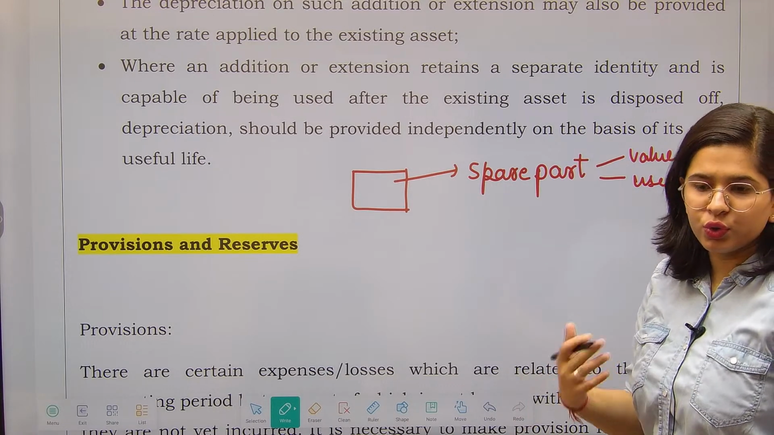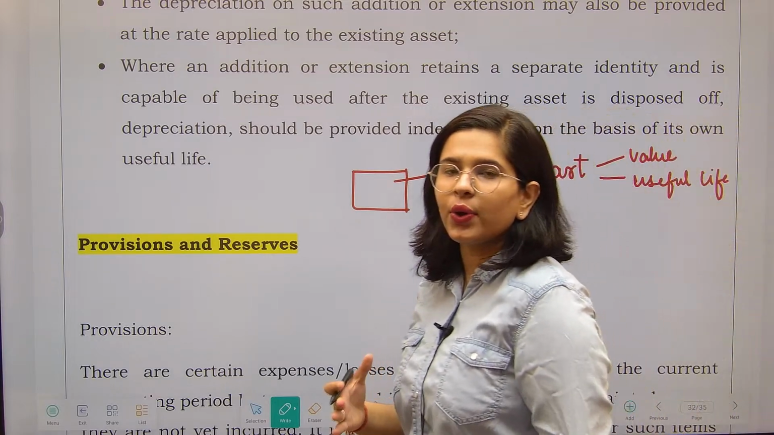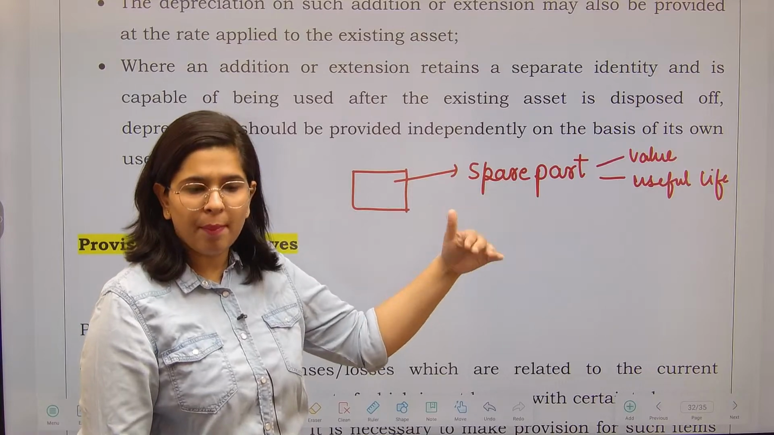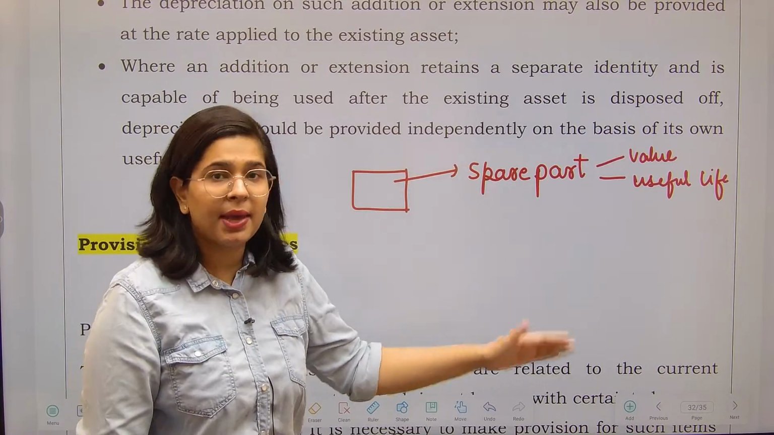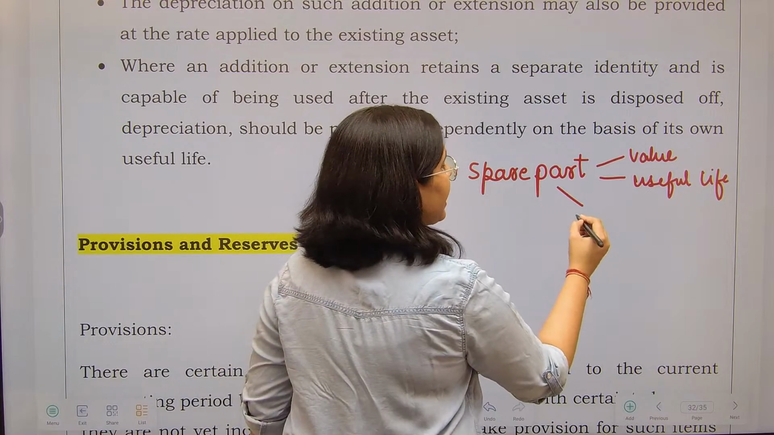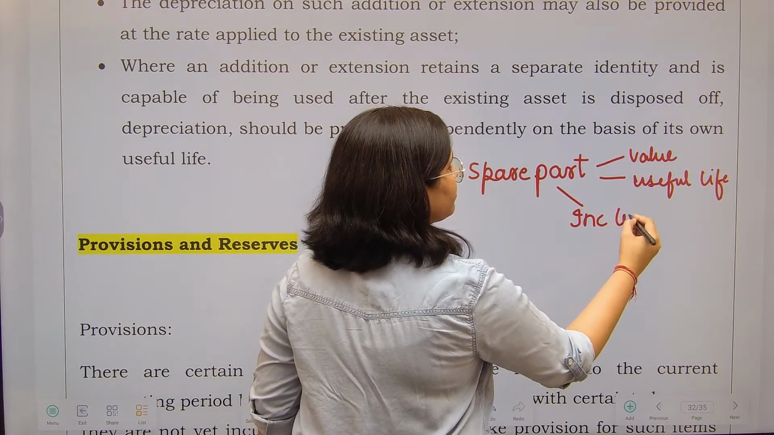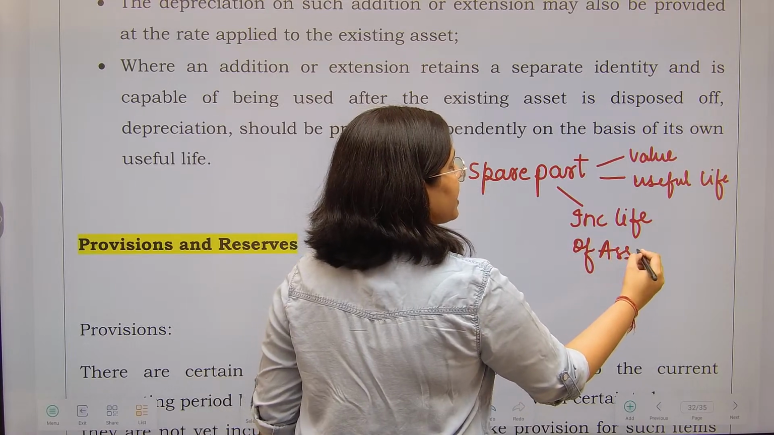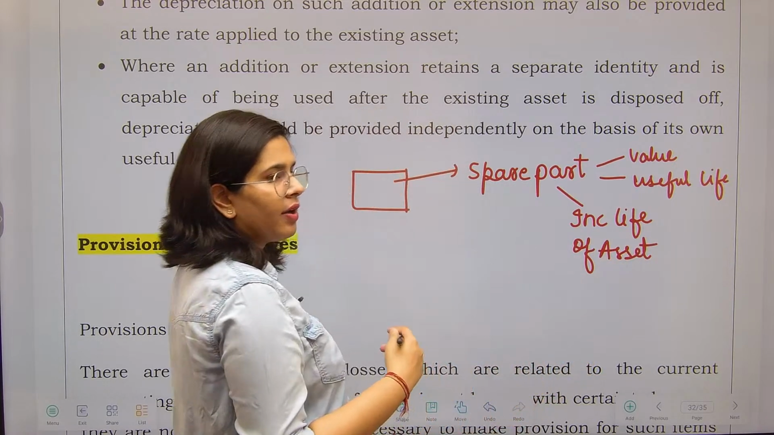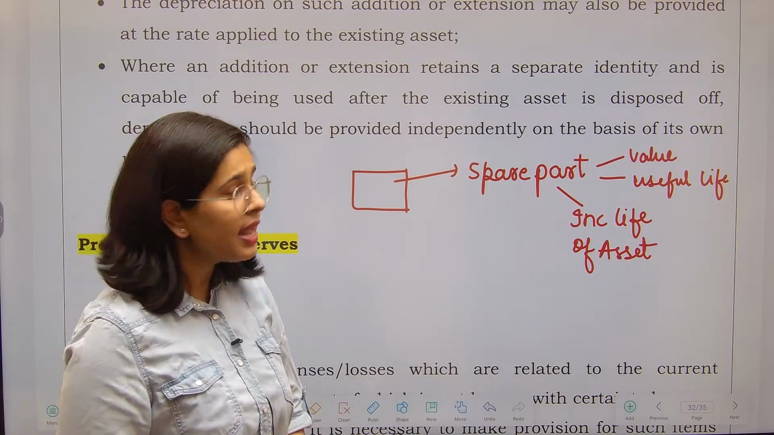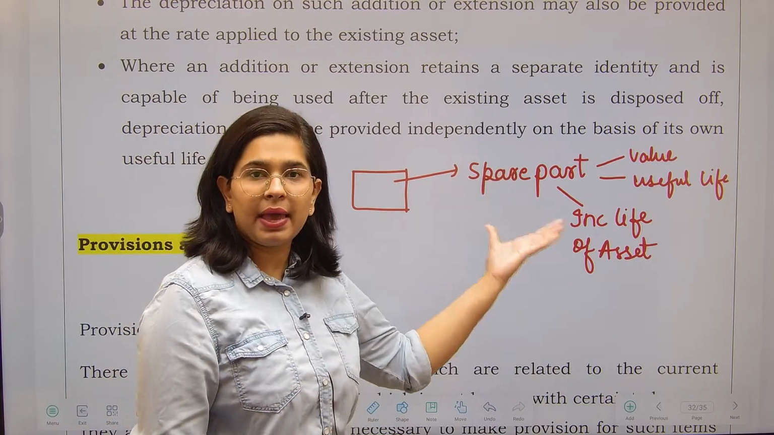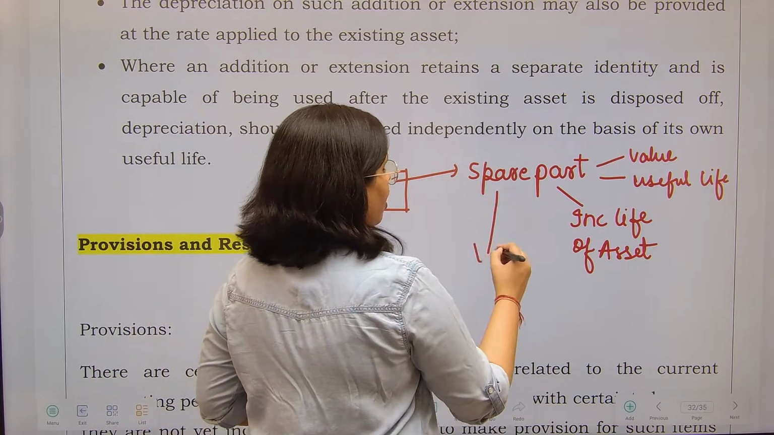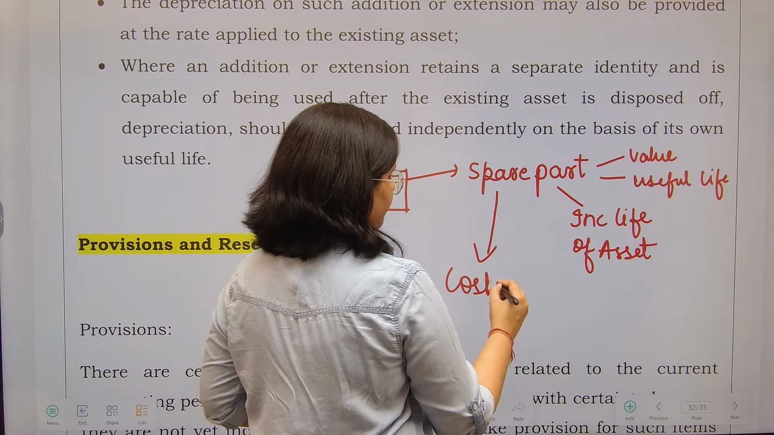Value, useful life, etc. This is going to give you an idea. अगर देखो, if this spare part can be used for multiple years, if this spare part has increased the life of asset, efficiency of asset like that, then we will take this spare part as the addition to the machinery. और ये कहाँ जाएगा? Cost of machinery में.